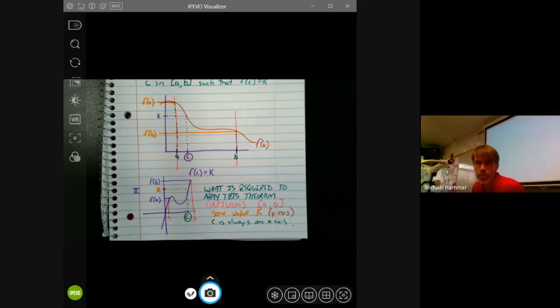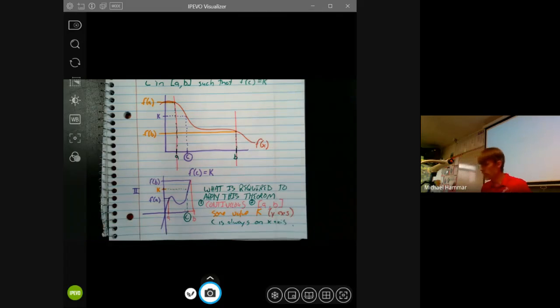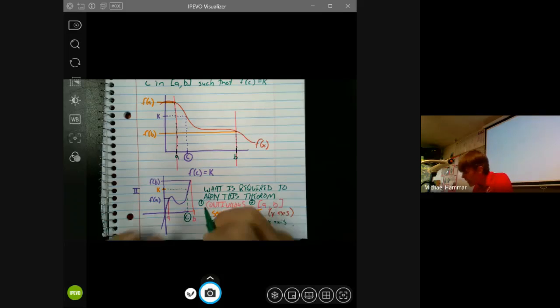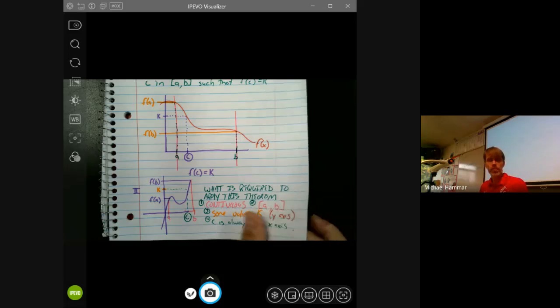Okay? So, key things. There are some requirements that you need. The two key requirements are it needs to be continuous, and you do need to have some closed interval. When you find k, k does have to be a value on the y-axis. There also will be some value of c that will always be found on the x-axis. So this is the theorem. So how do we apply this mathematically?